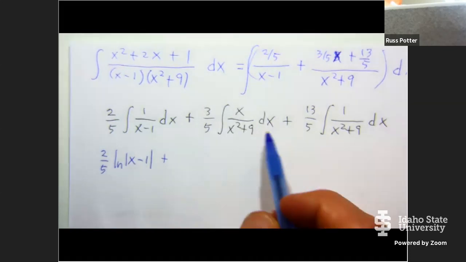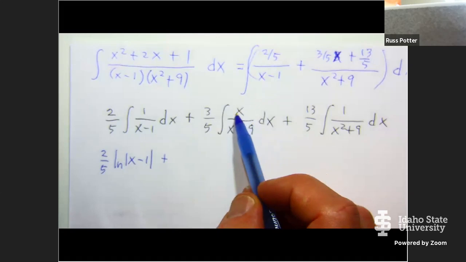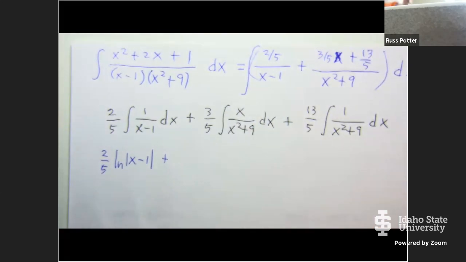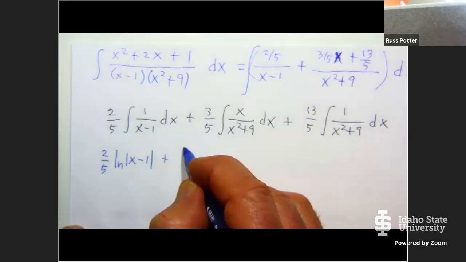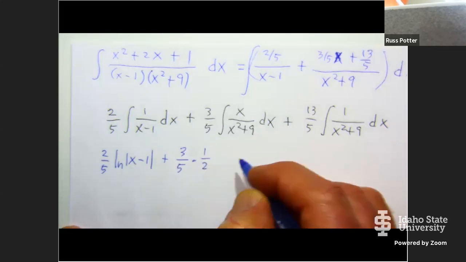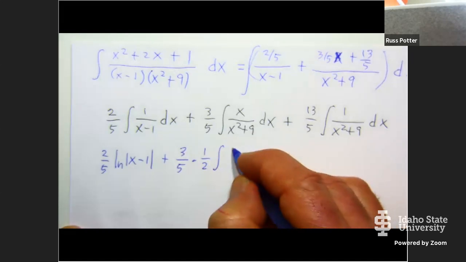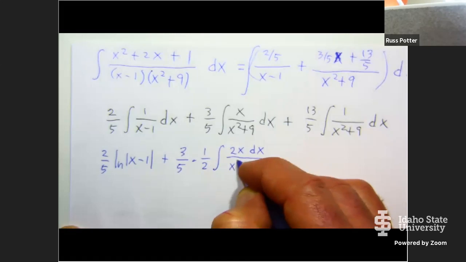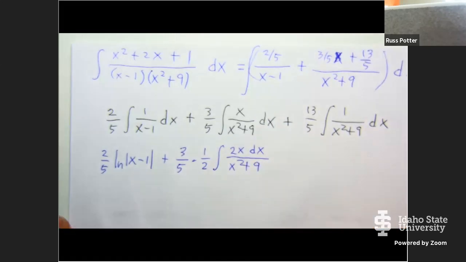So we need to alter this a little bit. We need to multiply the integrand by 1 in the form 1/2 times 2. So I'll just write this as 3/5 times 1/2 times the indefinite integral of 2x dx over x squared plus 9. So we'll complete this in the next step.